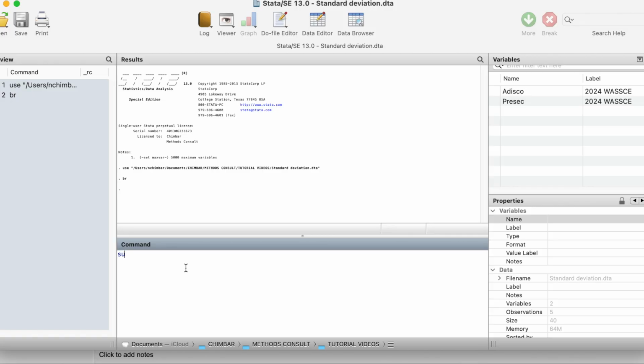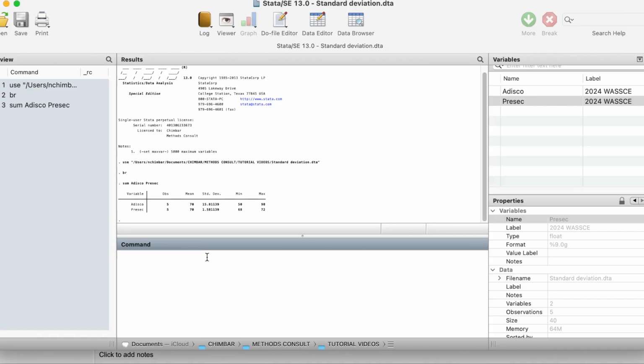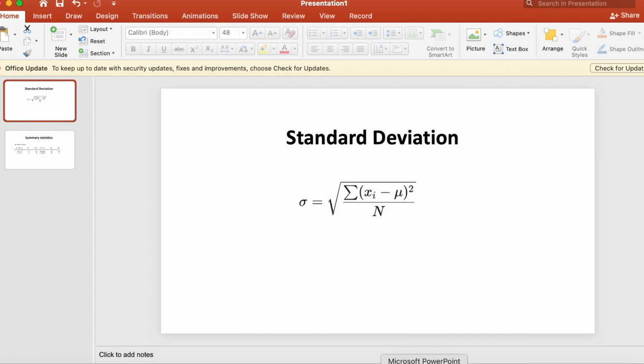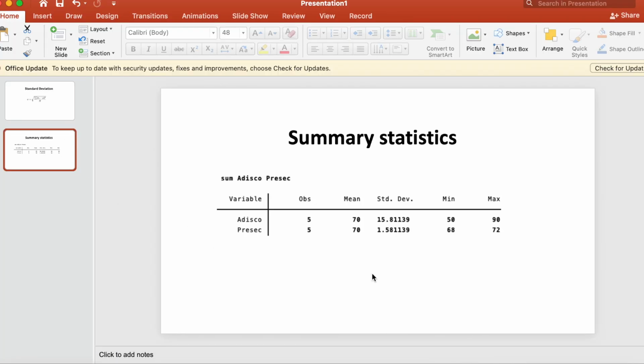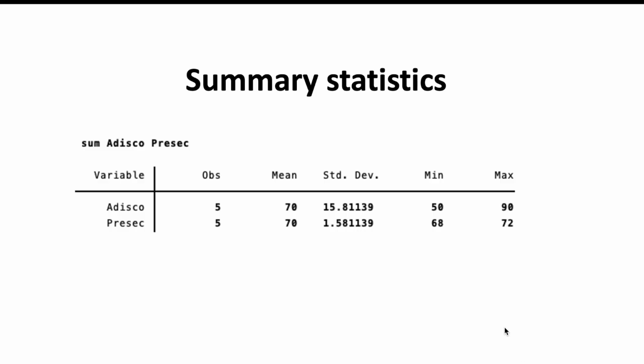So I use my Stata to obtain the summary statistics by typing sum, and then I select the two variables that I have in my data, which is ADISCO and PRESEC. So when you obtain your summary statistics, which is displayed in Stata, I already have put that on the slide. You would realize that the average score for each of the schools is the same. ADISCO has 70% and PRESEC also has 70%.